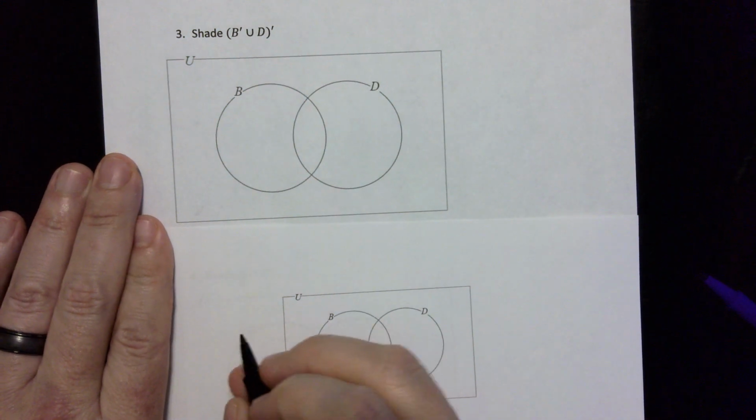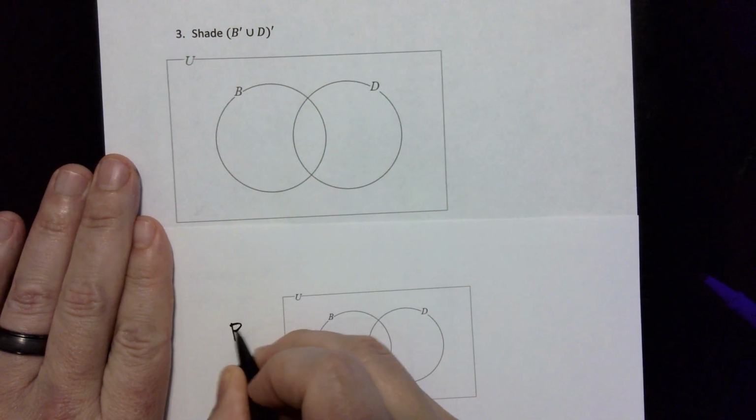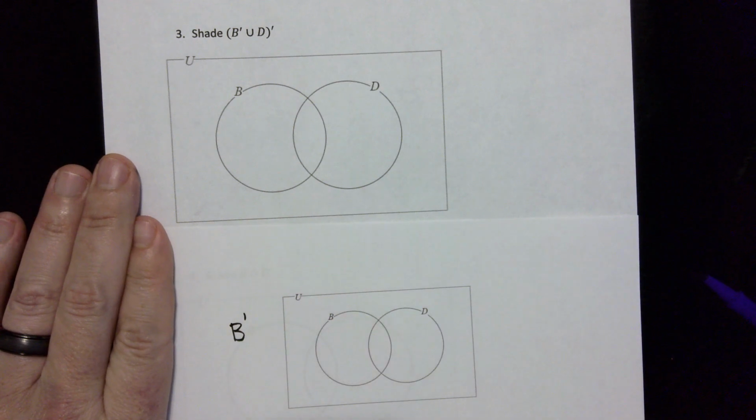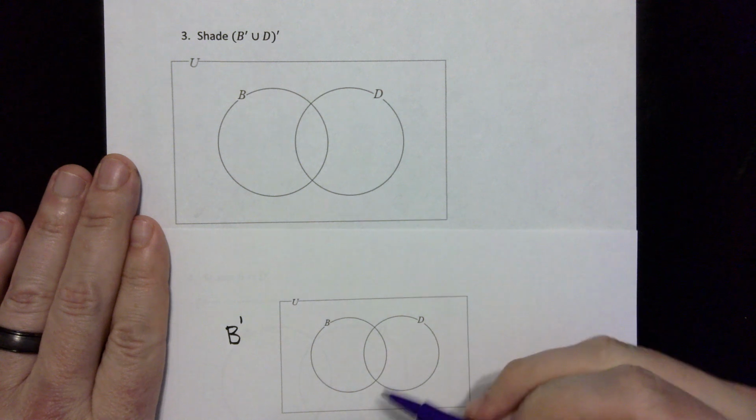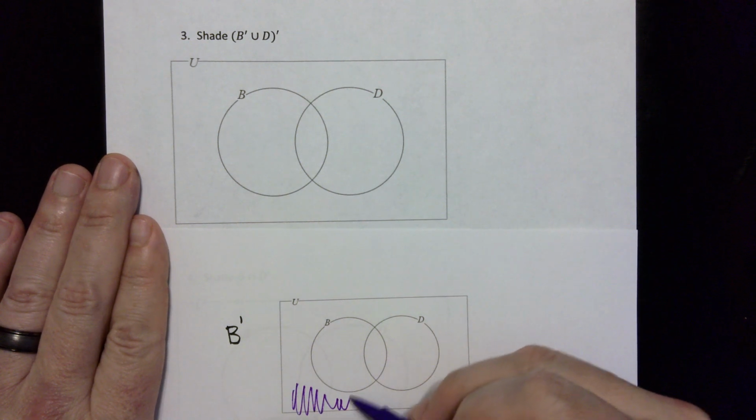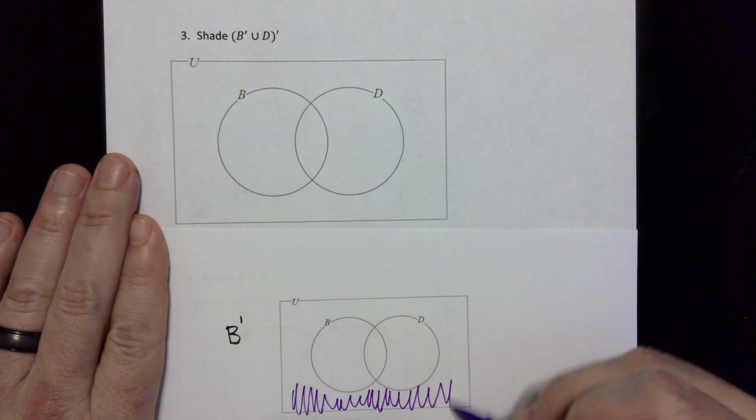So the first thing I'm going to do is B complement. And that is everything that is not in B. Okay, so we've done that a few times already. So all of this gets shaded.